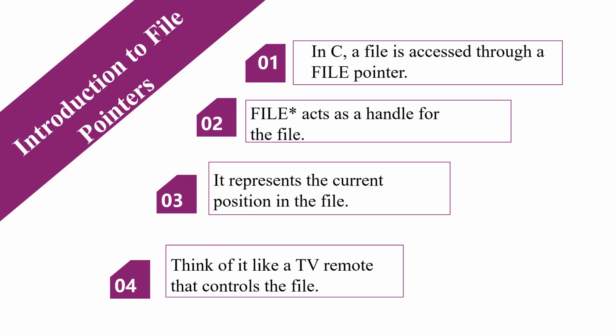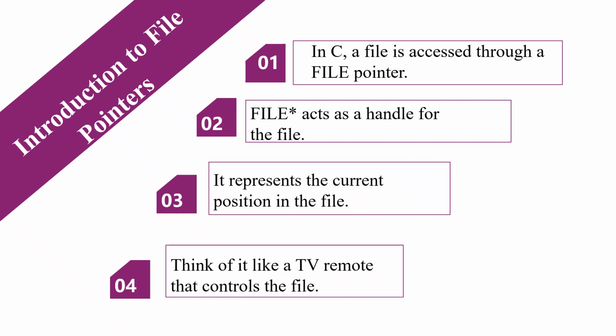In C, every file is accessed using a special pointer of a type like FILE star. Star represents a pointer. You can think of this pointer as the handle for the file. Why do we call it a handle? Imagine a door. You never grab the entire door, right? You use the handle to open and close it. Similarly, the file pointer is the handle we use to work with a file.